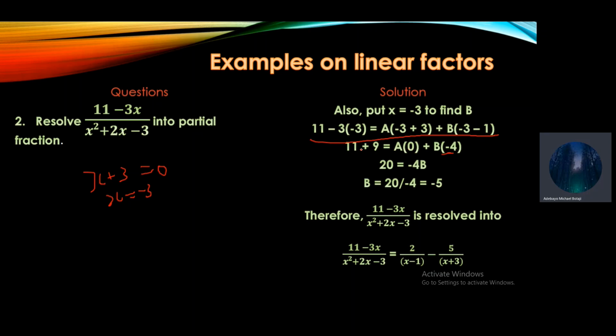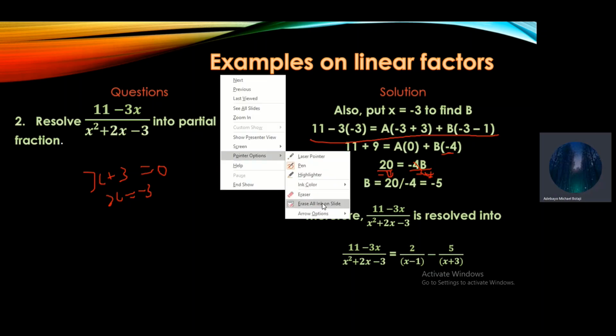8 times 0 will give us 0. 11 plus 9 will give us 20. b times minus 4 will give us minus 4b. We divide both sides by minus 4. Minus 4 cancels minus 4. b, 20 divided by 4 is 5, with the minus, we get minus 5.